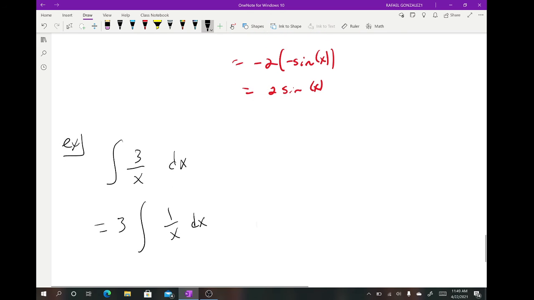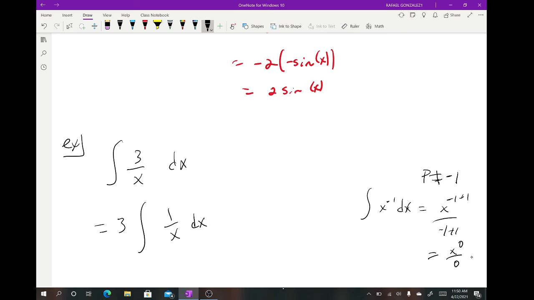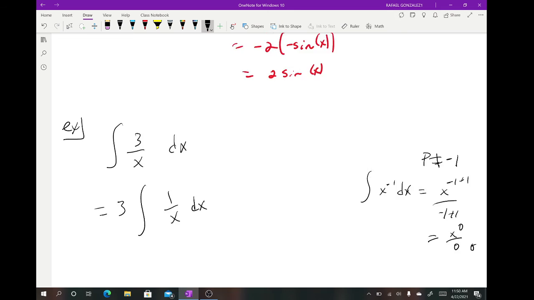Now, for this antiderivative, I am not going to rewrite it. So I'm not going to do x to the minus 1 dx. The reason why I'm not going to do that is because this doesn't actually work. If you try to use the theorem that I gave you earlier, the theorem says that p is not equal to -1, so we cannot use it. And if we try to use it, this is what will happen. We have -1 plus 1 divided by -1 plus 1. Notice that it's going to be x to the 0 divided by 0. We cannot divide by 0. So the theorem doesn't work for this case.